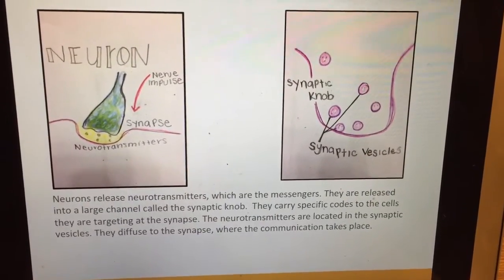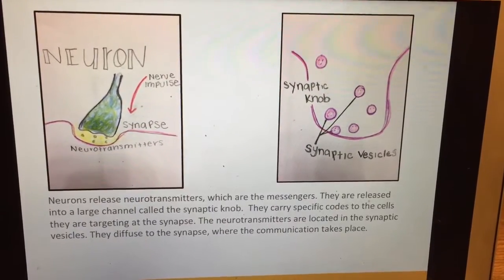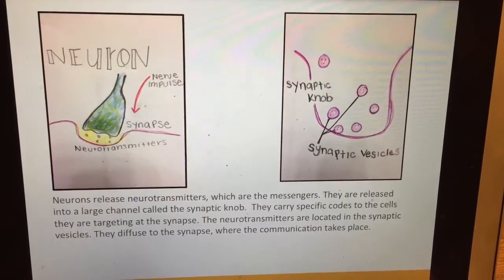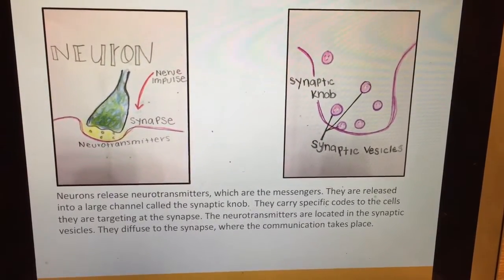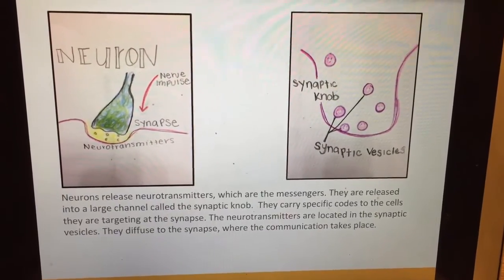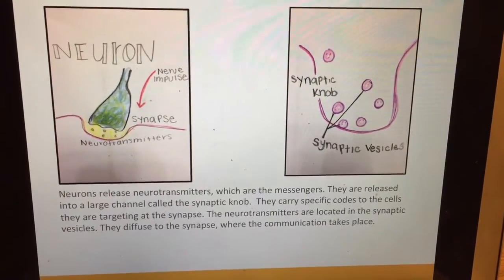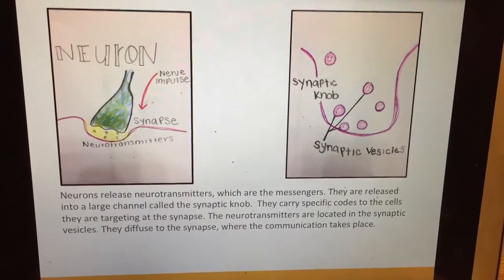Neurons release neurotransmitters, which are the messengers. They are released into a large channel called the synaptic knob. They carry specific codes to the cells they are targeting at the synapse. The neurotransmitters are located in the synaptic vesicles. They diffuse to the synapse, where the communication takes place.